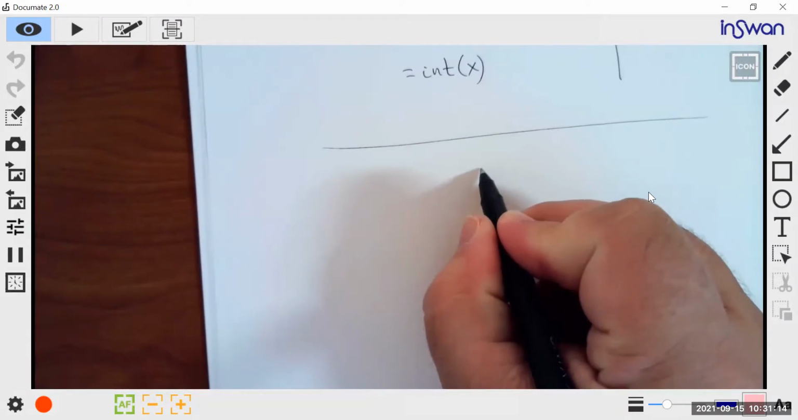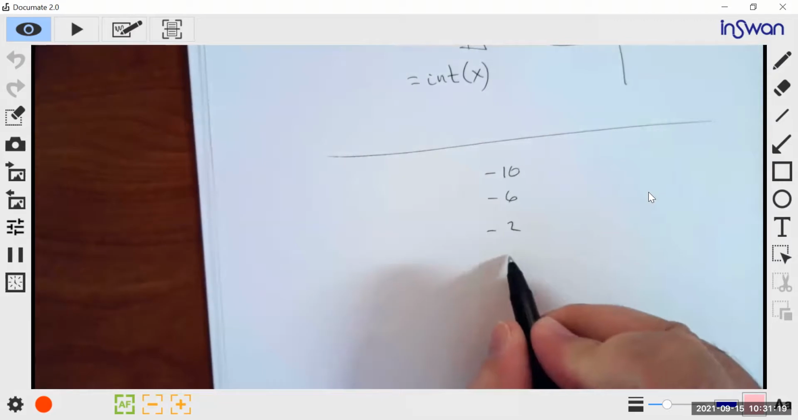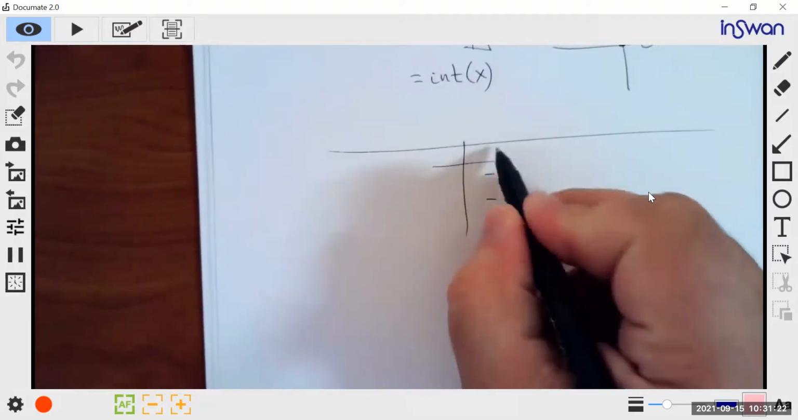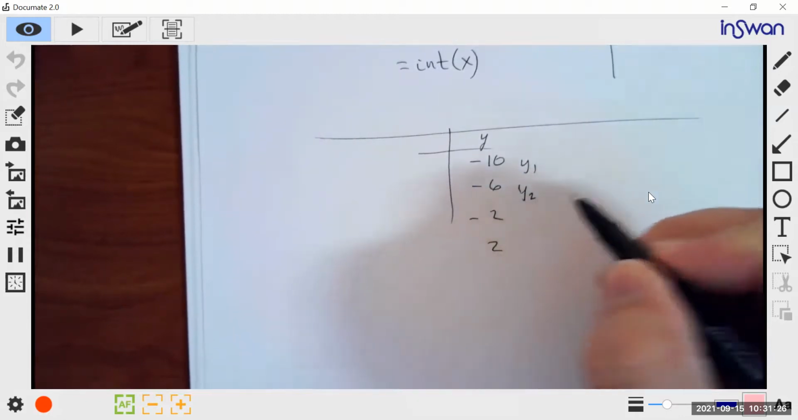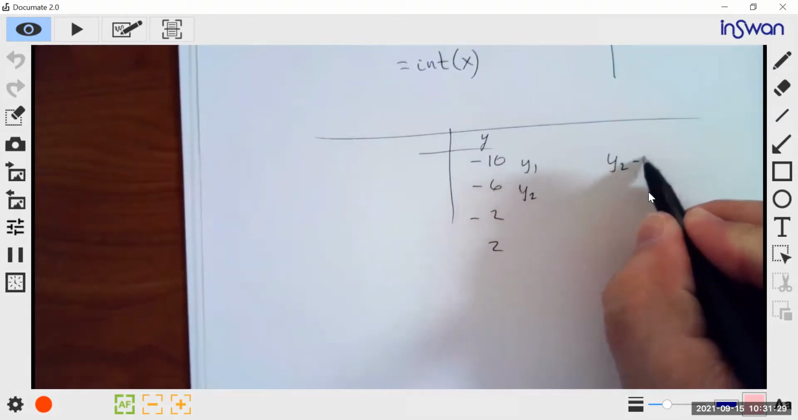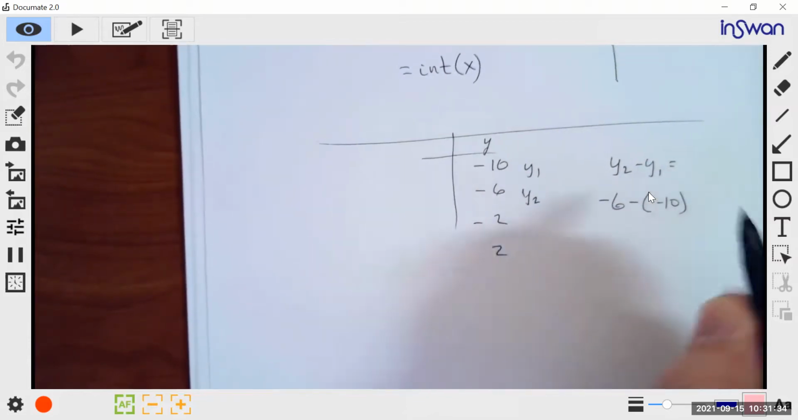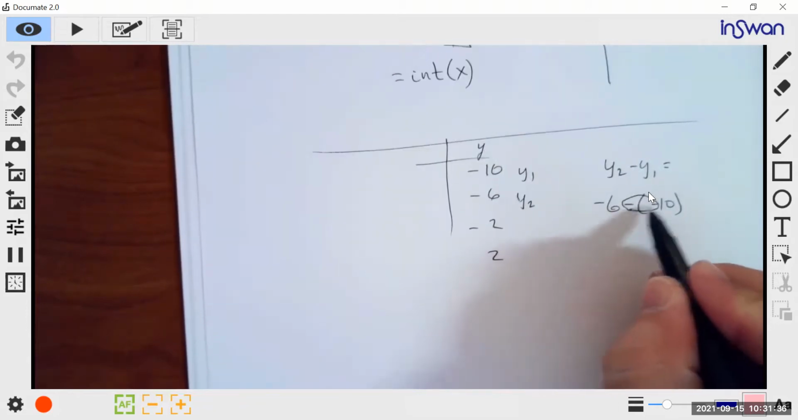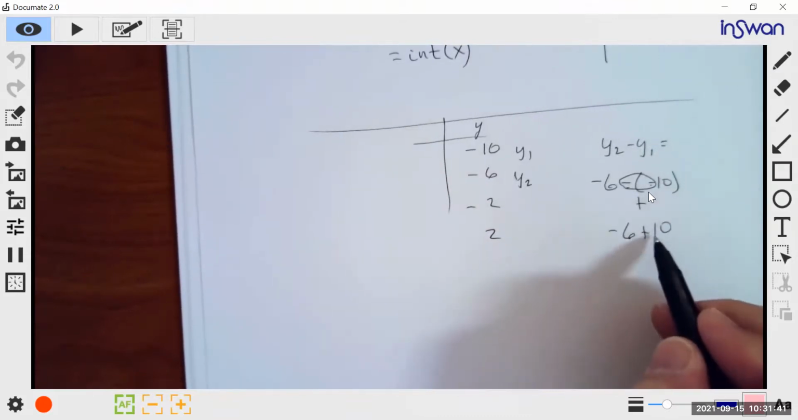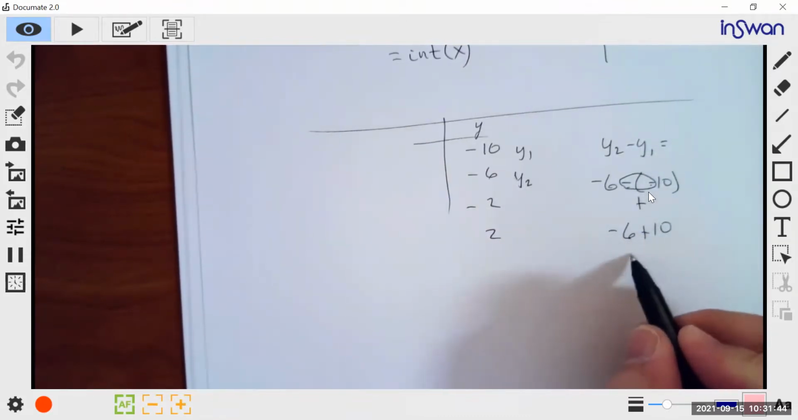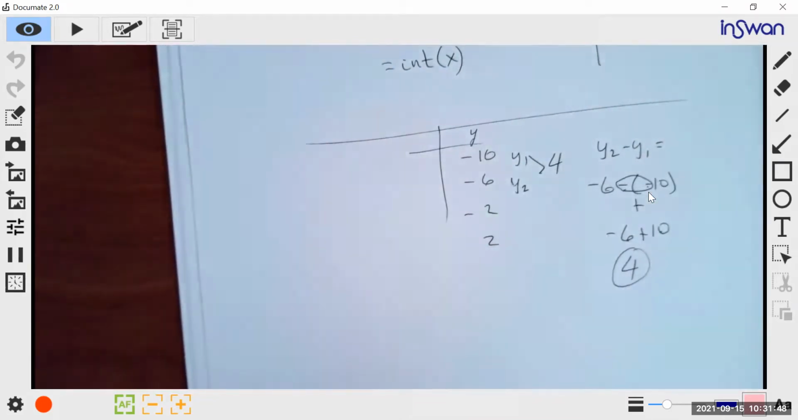So we had -10, -6, -2, 2. These are my y values. This is y1, y2. So y2 minus y1 is -6 minus -10. Two negatives become a positive. Opposite signs, 10 is bigger than 6, so the answer is positive. 10 minus 6 is 4. So that difference is 4.